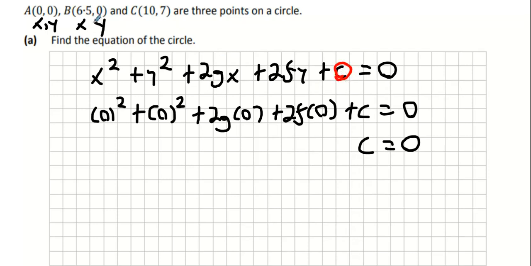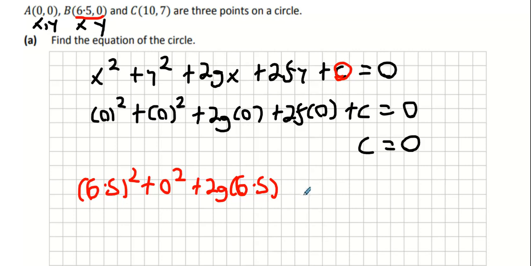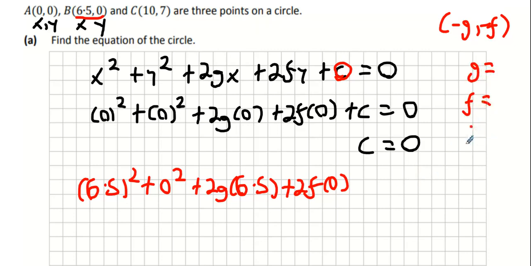We're going to do the same thing with the point (6.5, 0). So it's going to be 6.5 squared plus 0 squared for y, plus 2g times x, which is 6.5, plus 2f times y, which is 0. Now please remember that minus g, minus f is the center of the circle, and we need g, f, and c to find out the full equation.